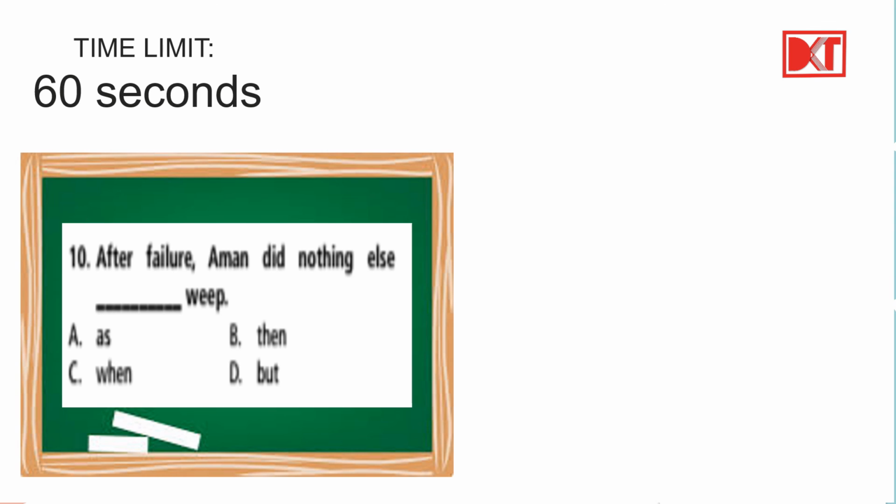Okay, so here we have, after failure, Aman did nothing else, dash, weep. As weep, then weep, when weep, or but weep. Here the correct answer is but weep. This is a sort of a contrasting statement again. First we say Aman did nothing else but do what? But weep. Okay.